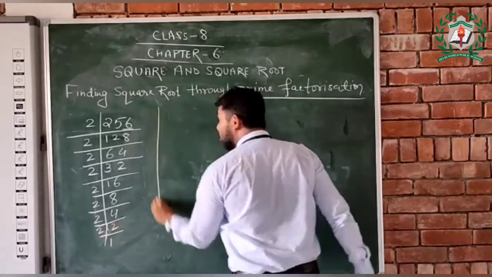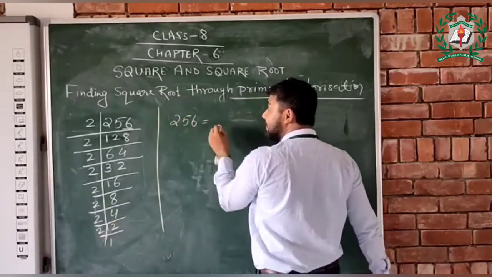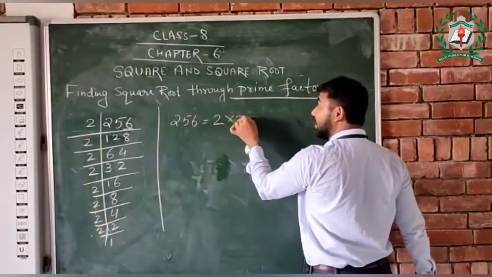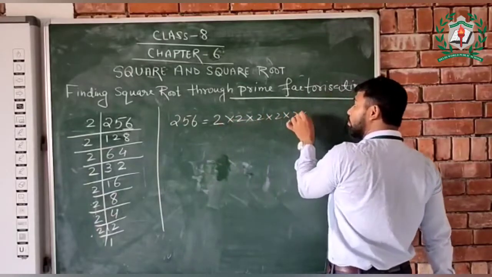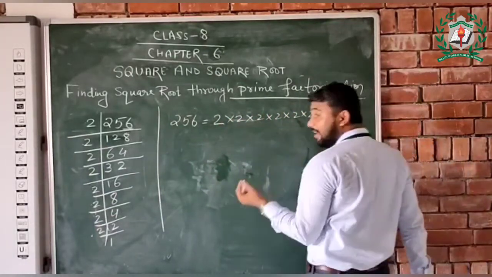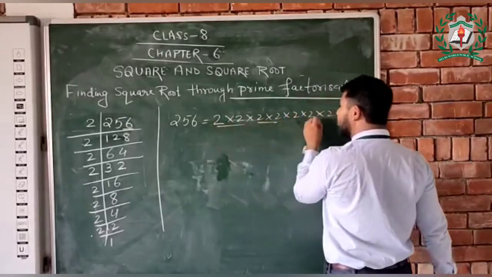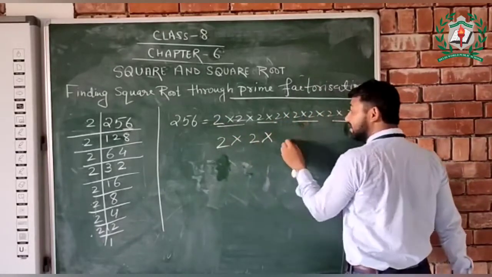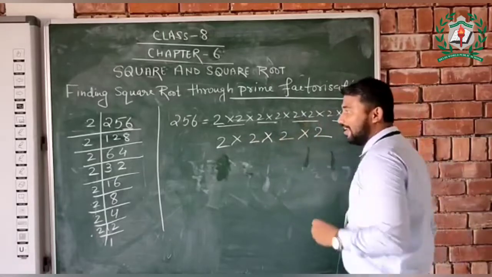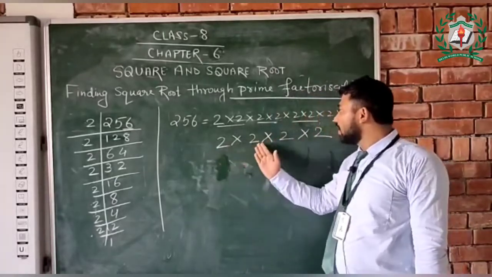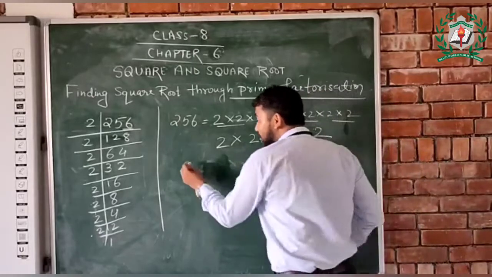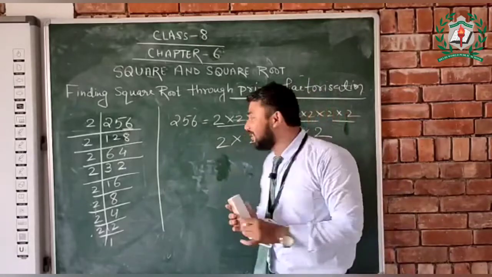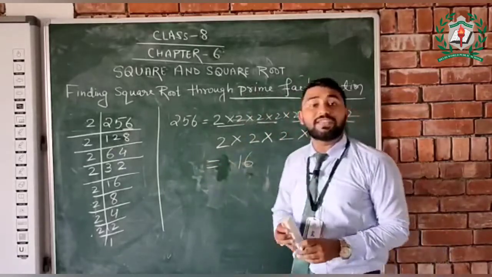So what is that? You can write 256 as 2 into 2 and so on. How many 2s are there? 1 2 3 4 5 6 7 8. Total 8 2s are there. So make a pair of 2. 1 2 3 and 4. Select one 2 from each pair. So 2 2s are 4, 2 4s are 8, 2 8s are 16. So it means the square root of 256 is 16.